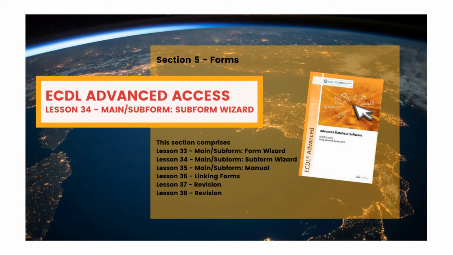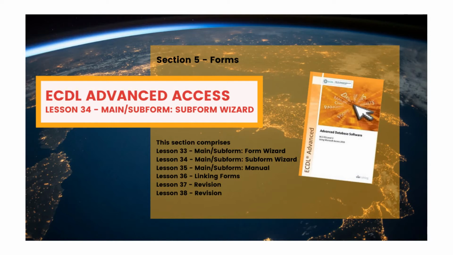A main/subform can be created from two existing forms without using the form wizard. Create both forms in the normal way, choose one as the main form, and use the Subform/Subreport button to add the other as a subform.